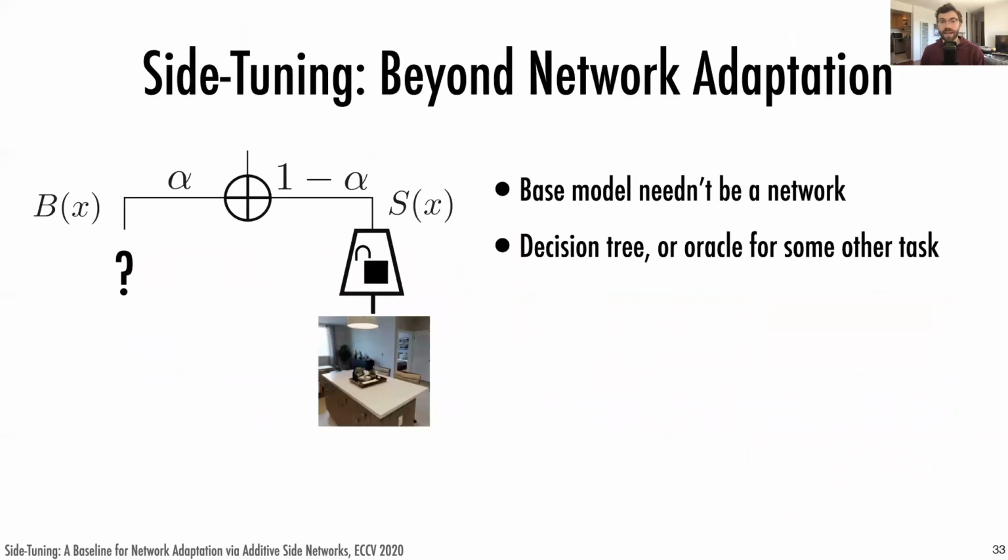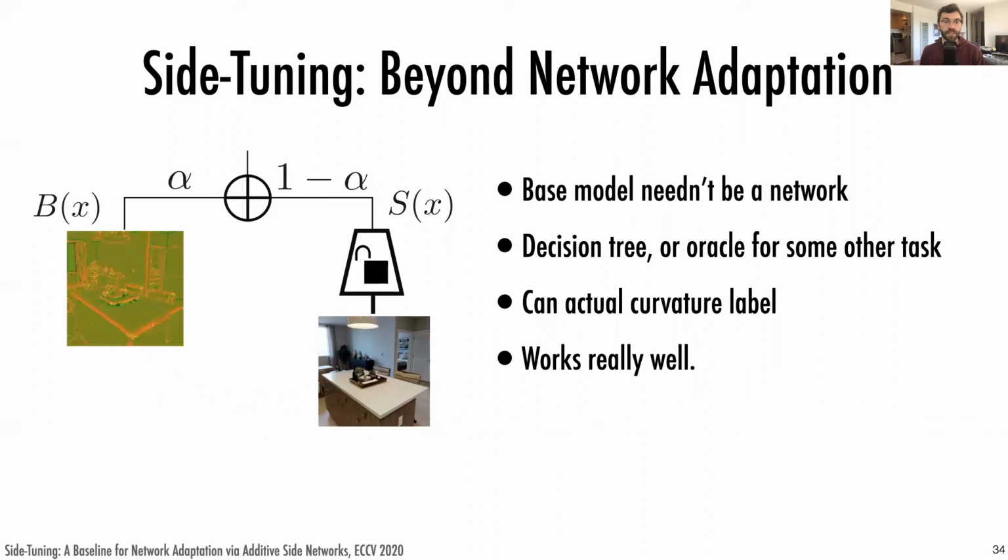Because side tuning doesn't have all of these additional connections, it can be applied in more general contexts than most of these other methods. For example, in cases where the base model isn't a network at all. Instead, it could be a decision tree or an oracle for some other task. We experiment with the case where the base model is just a ground truth curvature label. We resize and reshape the curvature label, throwing away information, but making this comparable to the previous approaches. And side tuning with the ground truth curvature label works better than all of the other methods. It even outperformed the other side tuning methods.